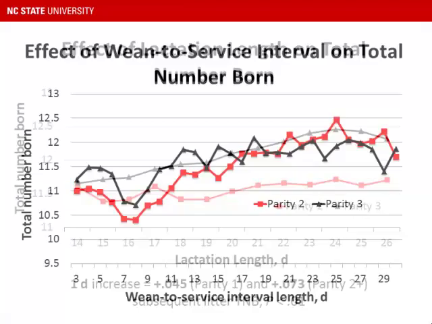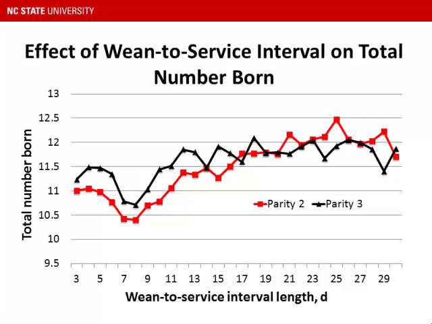When looking at the effect of wean-to-service interval on subsequent total number born, we noticed a notable dip in total number born in sows returning to estrus within 7 to 8 days after weaning. This dip occurs in both parities, and while we're unsure as to the cause of it, sows that were serviced on days 7 and 8 had about 0.7 of a pig smaller subsequent total number born than sows that were serviced on days 3 through 6. So a normal return to estrus is especially wanted for this production system.